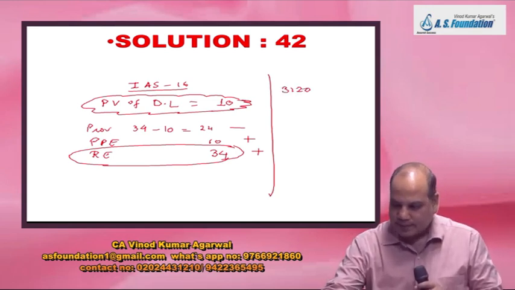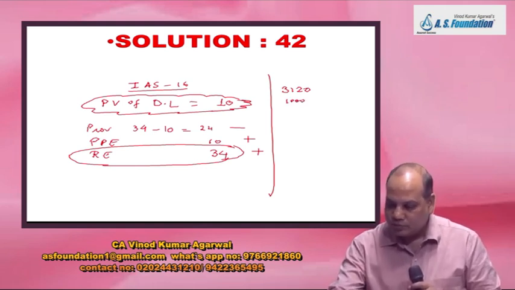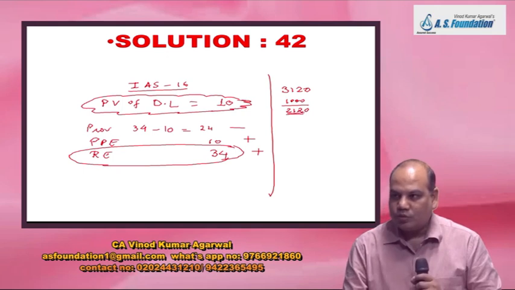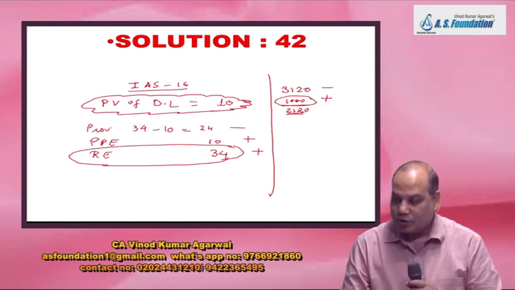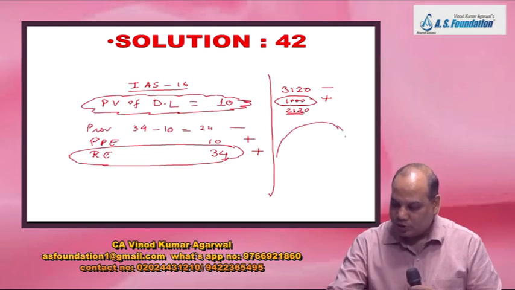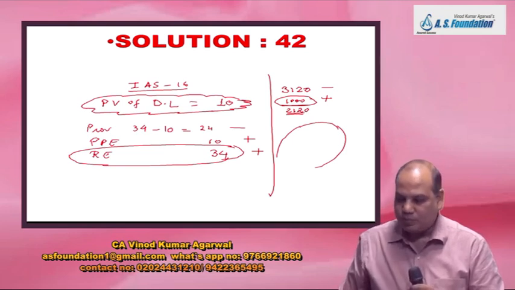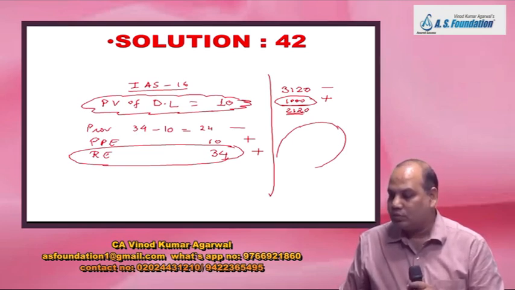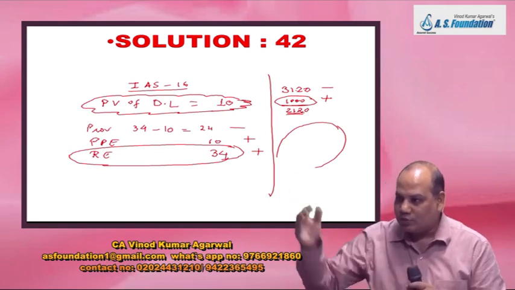3120. But you have already provided 1000 wrongly. So what I'll do, I need to provide 2120 more. Or either you reverse this and you can do this plus and this minus in retained earning. And what about the carrying amount of the loan liability now? Carrying amount of the loan liability 39,000 plus 3120. This effective interest will be added in the carrying amount so that it becomes equal to maturity value on maturity date.